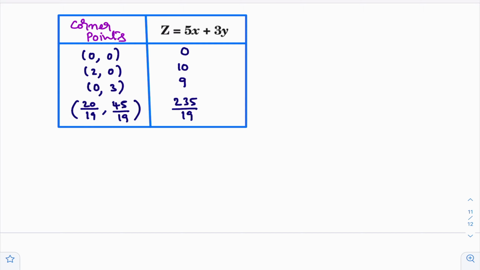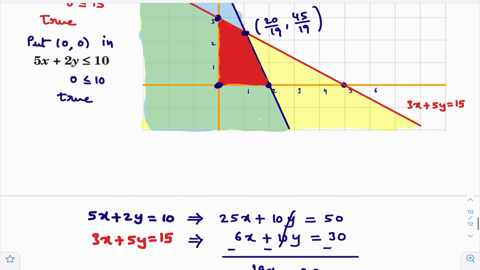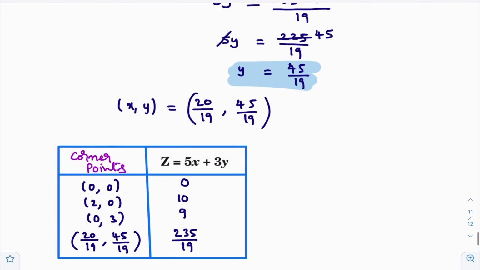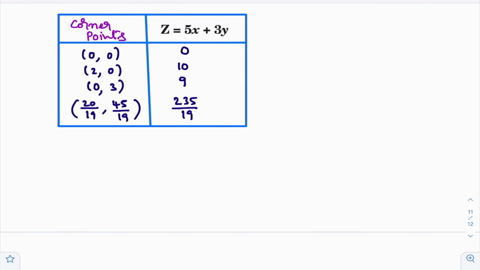What is step 1? Step 1 is graphing the constraints and identifying the feasible region. We identified that this feasible region is bounded. Step 2 is identifying the corner points and substituting the corner points in the objective function. That is also completed. Now step 3 is the conclusion. As they are asking to maximize this objective function, in all these values, which one is the maximum value? Please observe, this is the maximum value. 235 divided by 19 is the maximum value compared to all these values.